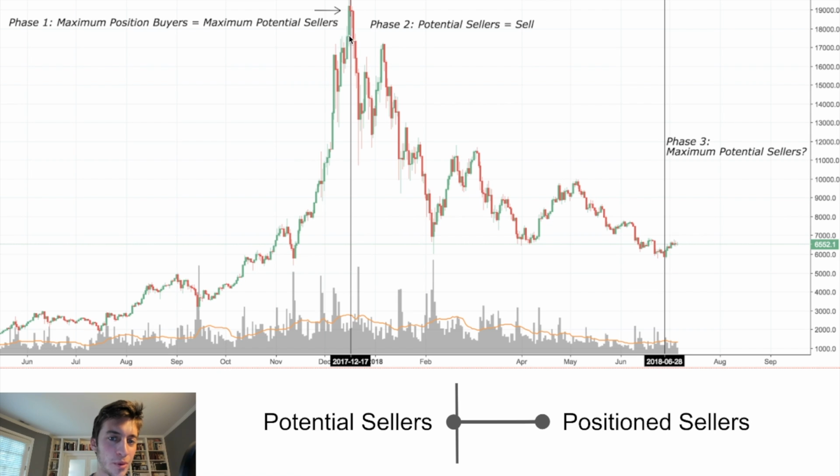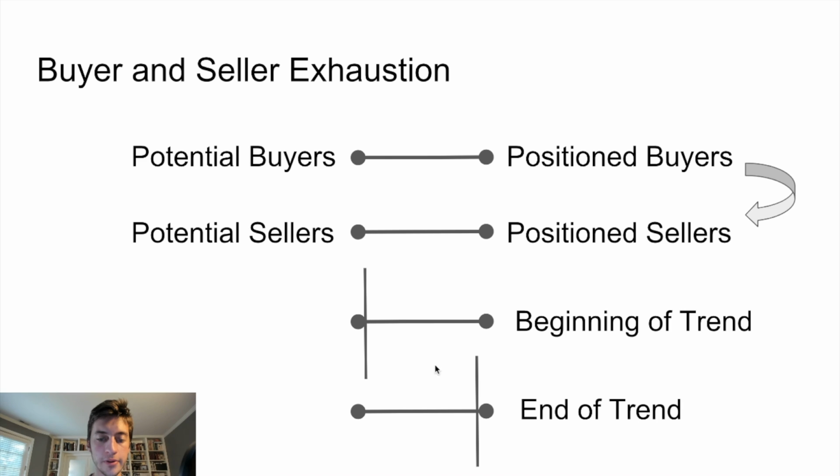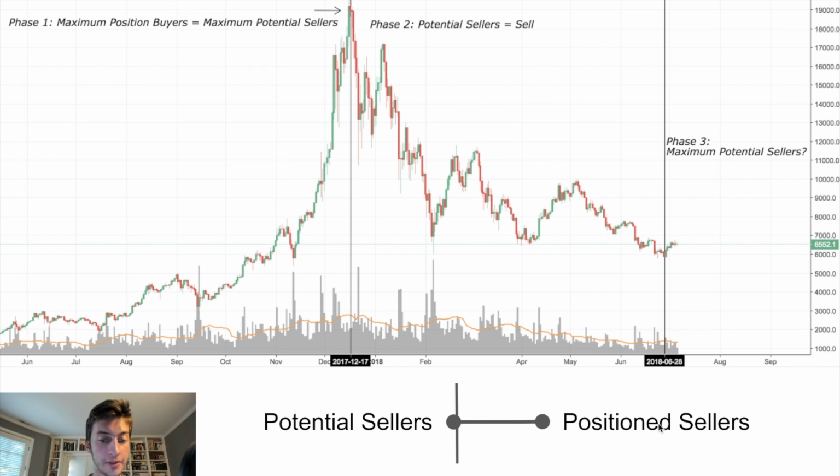What that eventually came to when price went to 20K was we had the max amount of potential sellers. And what that caused was the pendulum to switch from here to here, end of trend. And at that point, we had the max amount of potential sellers and the lowest amount of position sellers. At 20,000 here, the reason I say there weren't that many position sellers is if you had told anyone that you were short at 19,900 during December 17th, people probably would have called you crazy and you would have been in a very small minority.